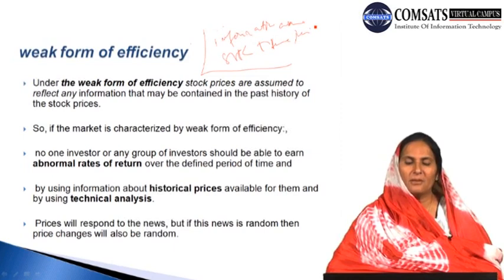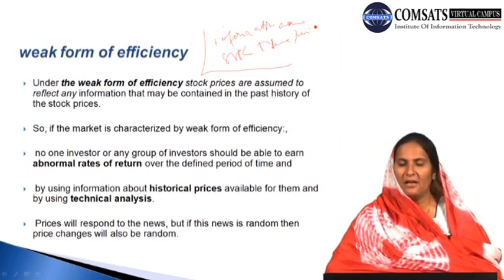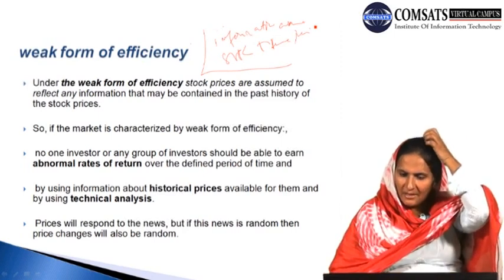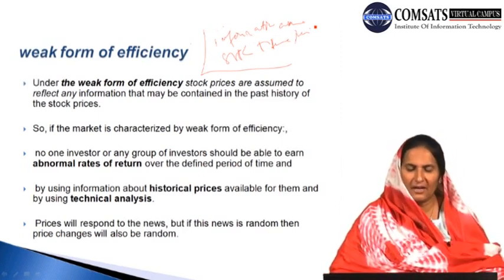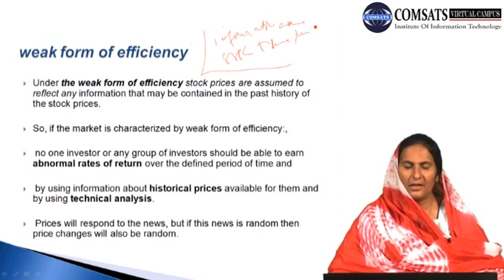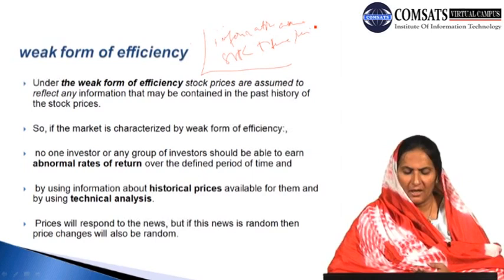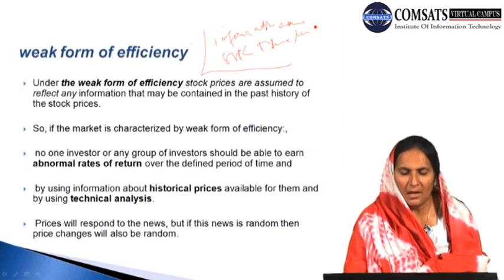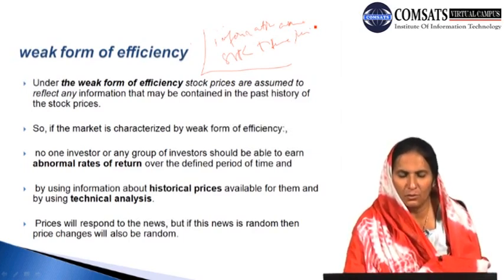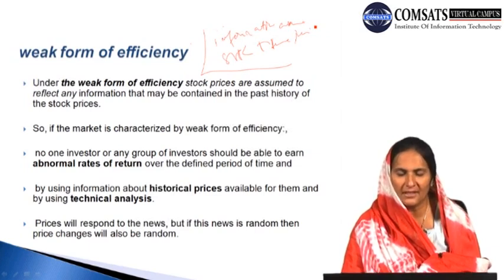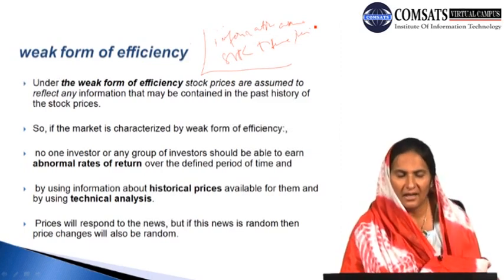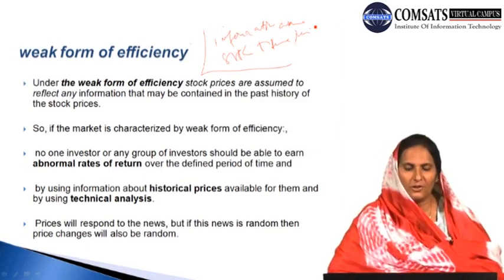By using the information about historical prices available to them, by using technical analysis. So we can say that in this respect historical price is also important for determining the behavior of asset prices in the future, and technical analysis is also important. So in this case we have two important decisions. One is the historical data and trend of the prices. Second is to deal with these historical prices, we should use some technical analysis and some technical information.